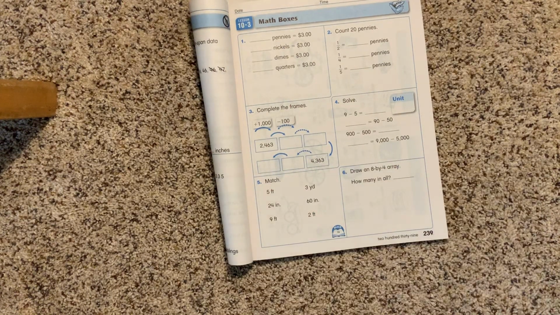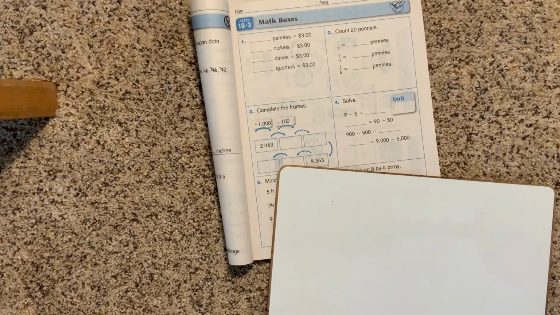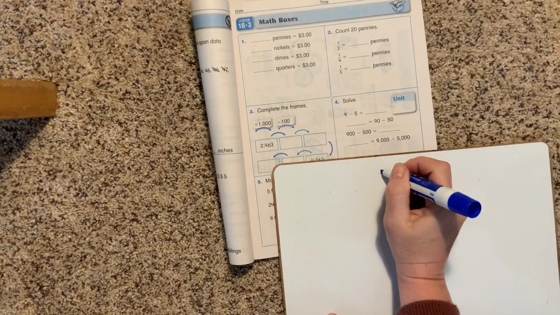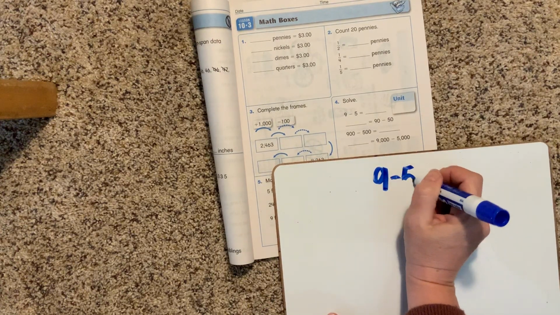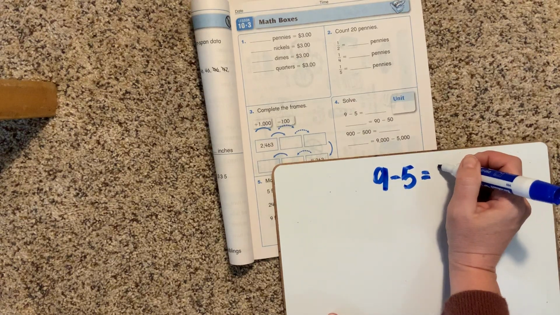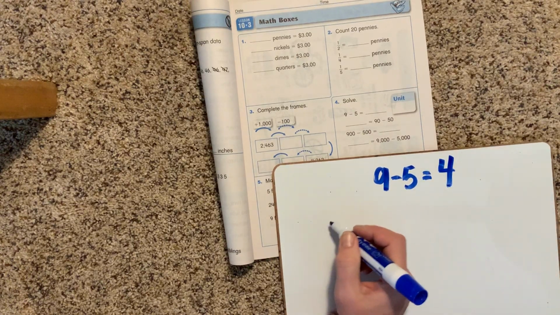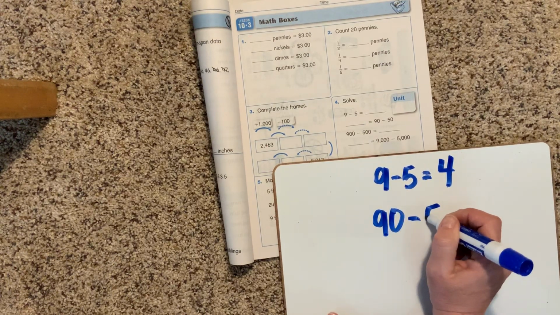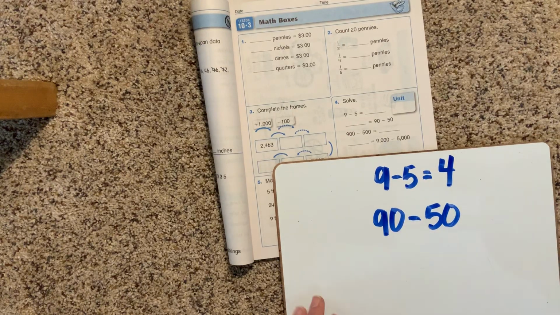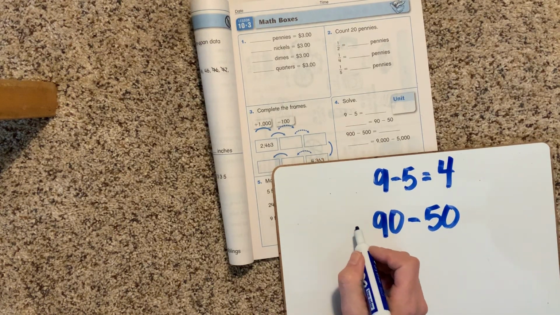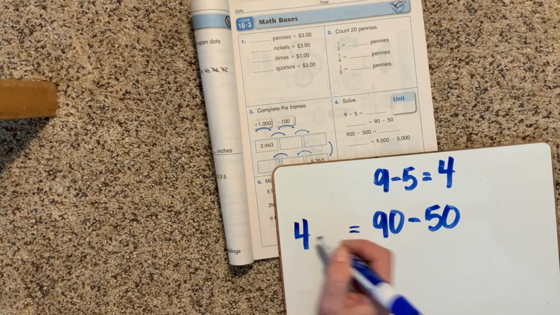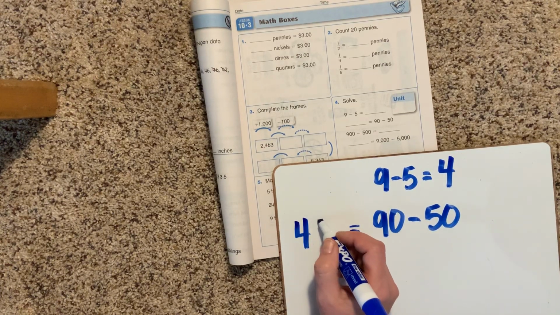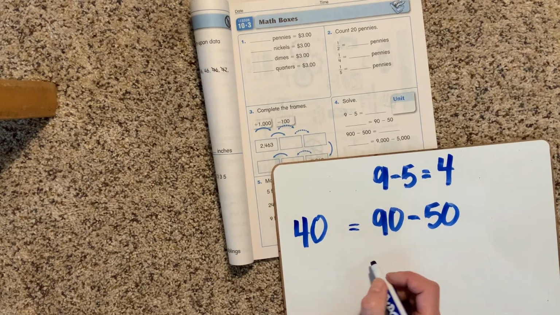Moving on to number 4. If you know 9 minus 5, you can do the rest of these very easily. 9 minus 5 equals, that's right, 4. Now if you had 90 minus 50, that would be 9 tens minus 5 tens. What does that equal? You'd have 4 tens left, and 4 tens is the same as, write it down. That's right, 40. Now you do the next 2.